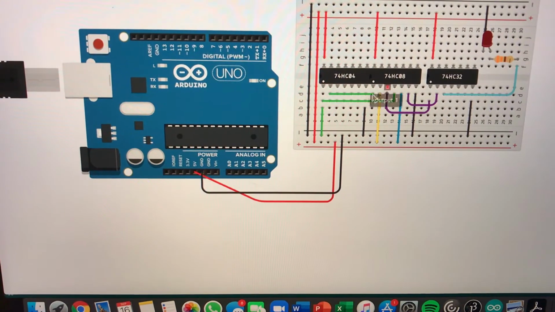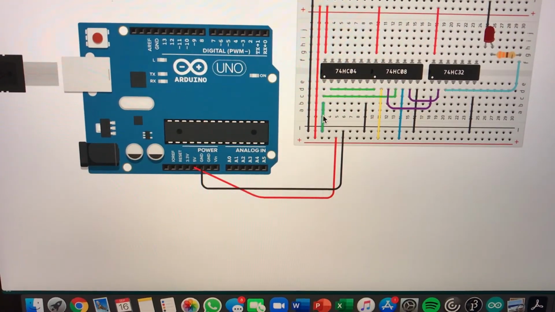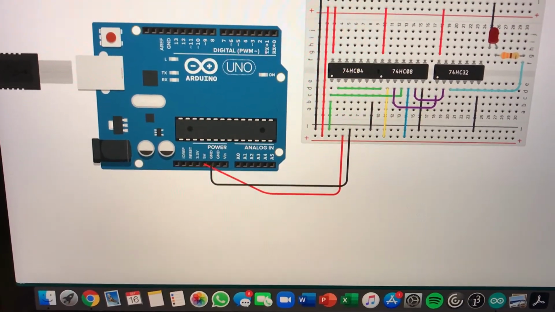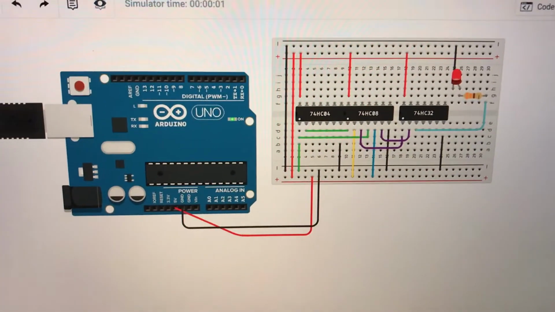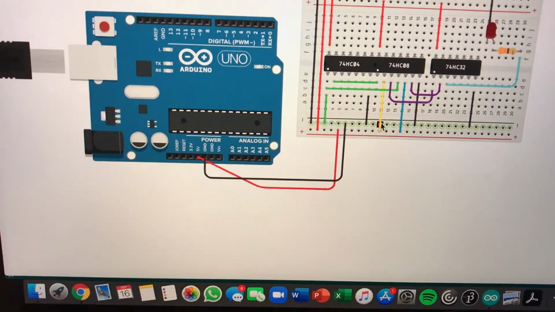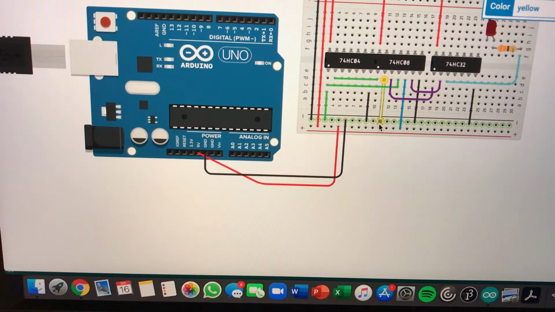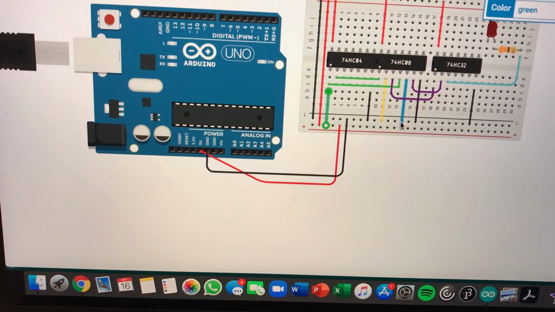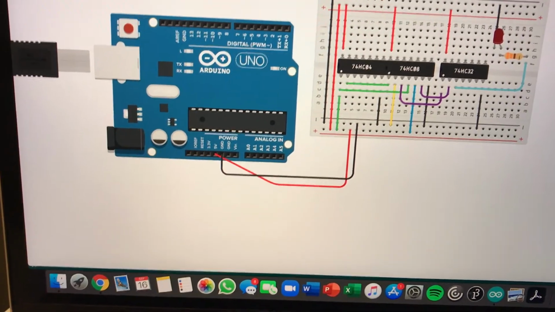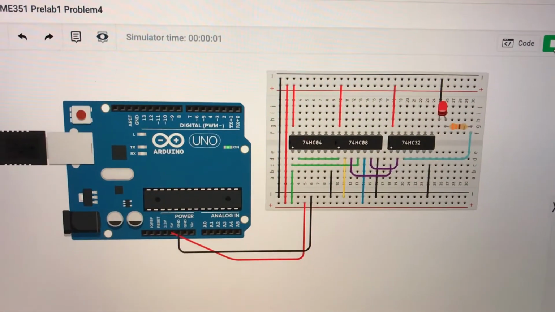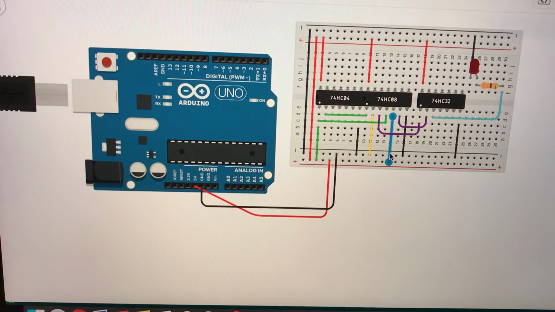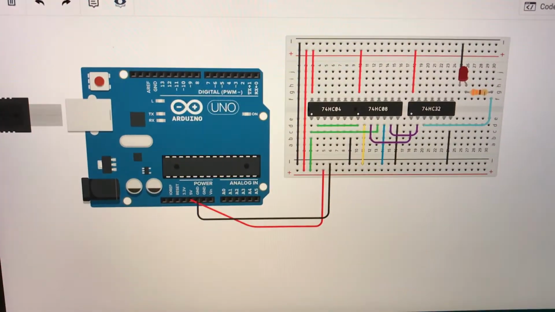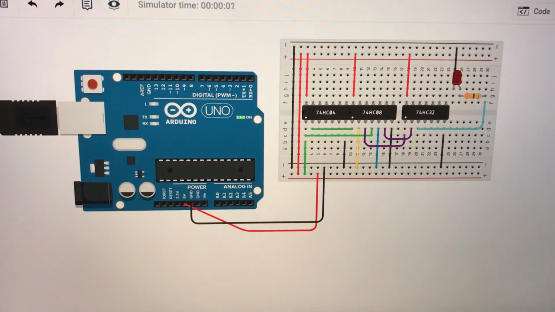So if we run this right now, we have the selector off, and A is high, so that should cause the LED to go on. We see the LED goes on. Now if we say that A is low and make the selector high, B is also high, so this should still have the LED on, and the LED is on. Now if we turn B off, now only the selector is high, so it should be off. And as you see, the LED is off.